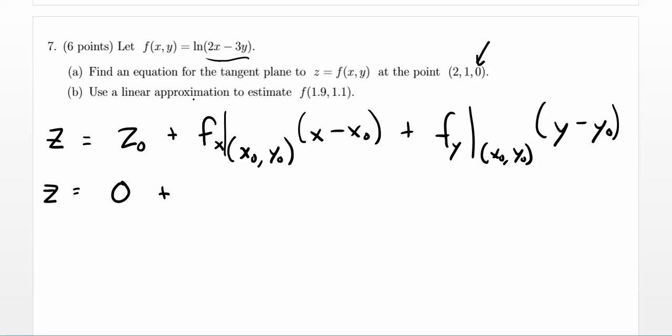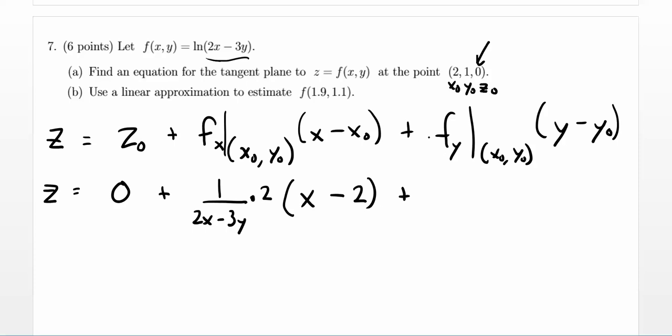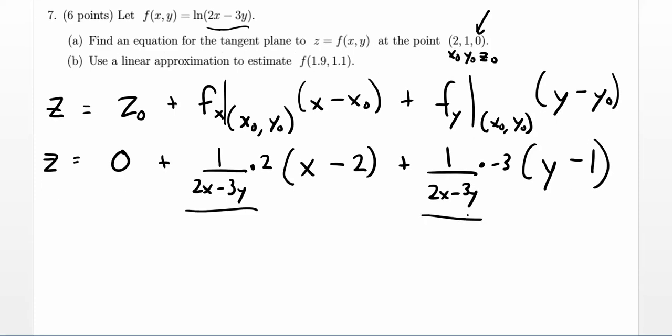Plus, now the partial derivative with respect to x is 1 over 2x minus 3y times 2 by the chain rule, times x minus x naught. I haven't evaluated it yet. Plus the partial derivative with respect to y, 1 over 2x minus 3y times negative 3, and that's times y minus y naught, which is 1. And then again, we have to evaluate these two derivatives at that point.